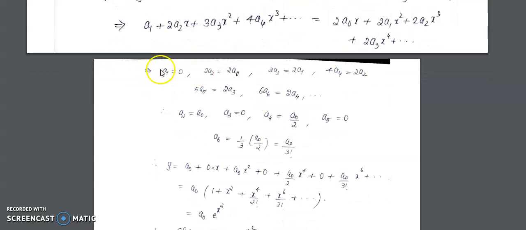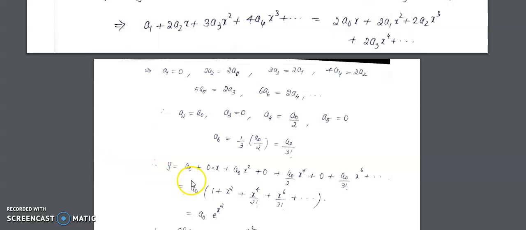So a1 is 0, then the value of a2 is a0. a3, since a1 is 0, a3 will be 0, and a4 will be 1 by 2 a2. So a2 is a0, then it is 1 by 2 a0. Then a5, since a3 is 0, a5 is again 0. Now a6 will be 1 by 3 times a4. So that is 1 by 3 times a0 by 2. So you can write it as a0 by 3 factorial. So again a7 will be 0. a8 will be 1 by 4 factorial a0. So it will continue in that form.